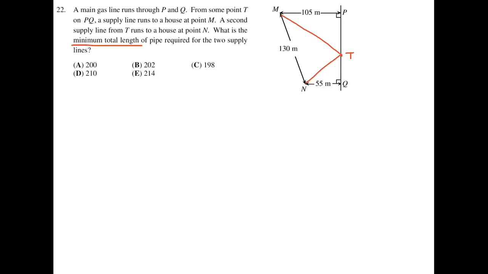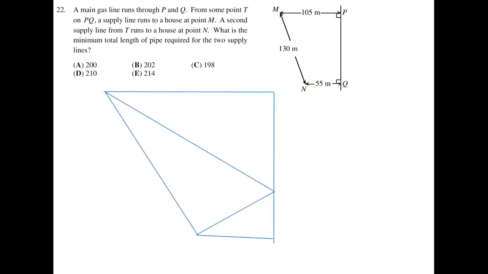We're going to have to draw this a bit bigger. All right, let's start labeling this now. So this is 55 right here. This is 105. This is 130. This is point M. This is P, Q, N, and this is our point T.